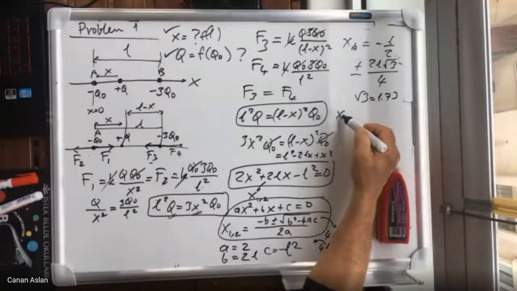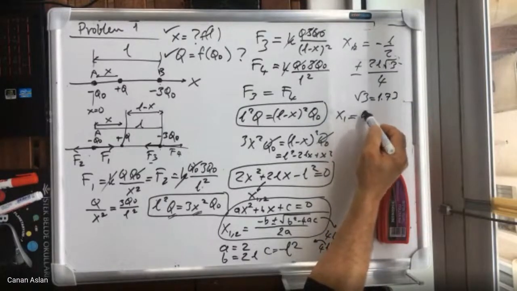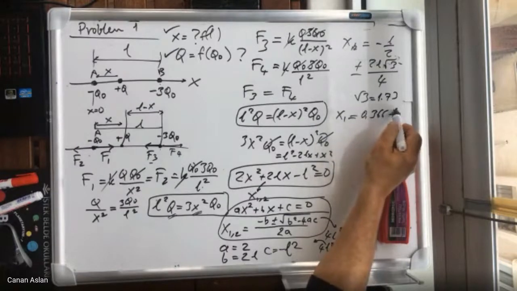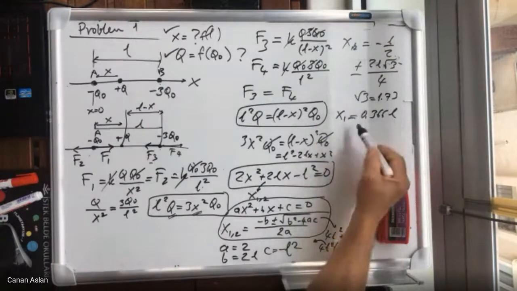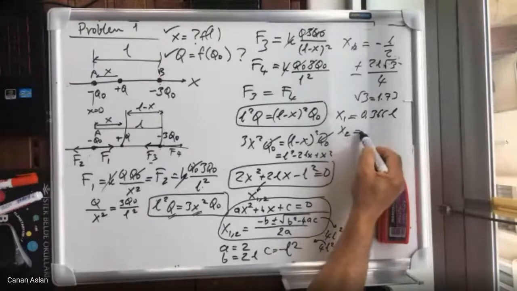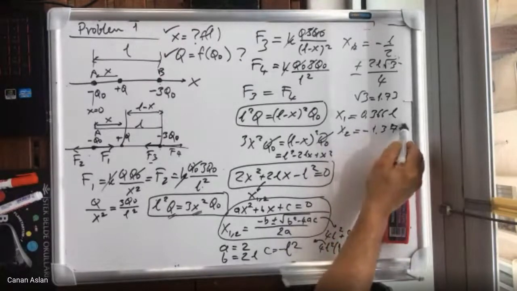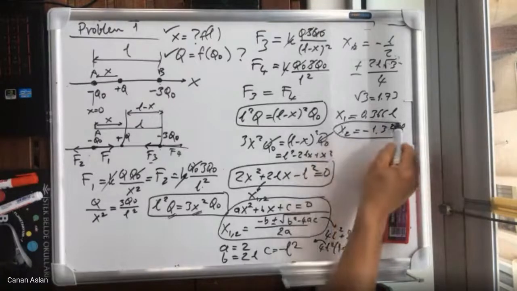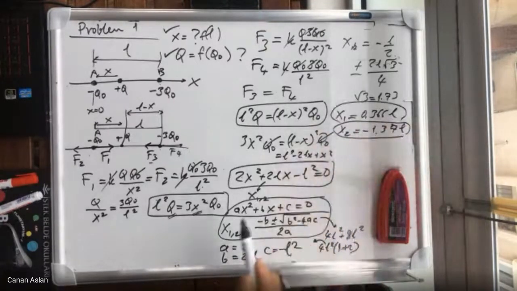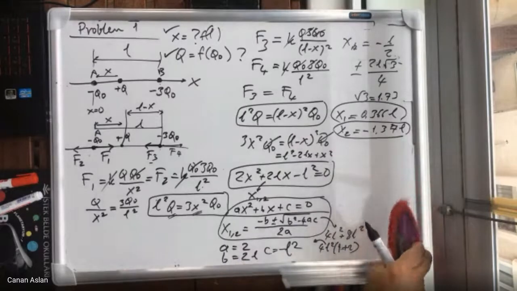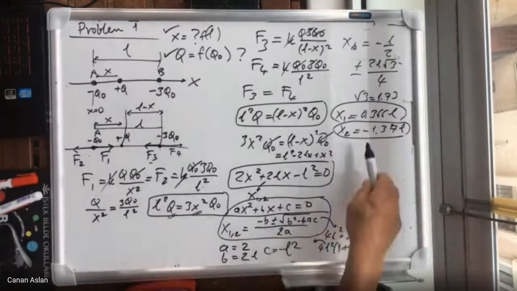So basically, if square root of 3 is given as like 1.73 or something, we find two roots. One of them is just x1 equals 0.366 L. As you see, x is a function of L. And x2 is minus 1.37 L. Okay, so there are two solutions. Maybe both of them are correct, or maybe just one of them is correct. So guess what? Only this is correct.